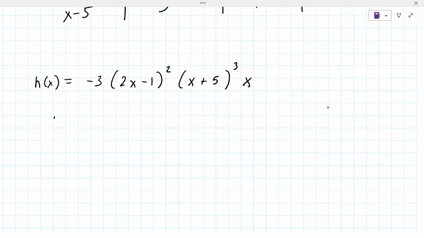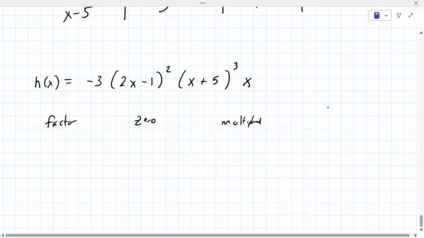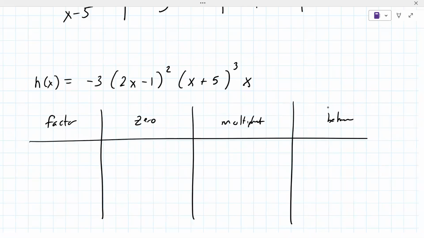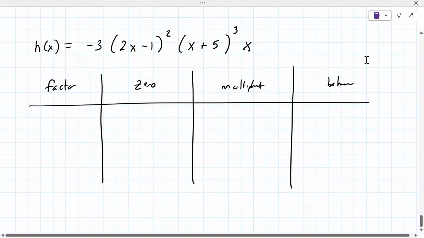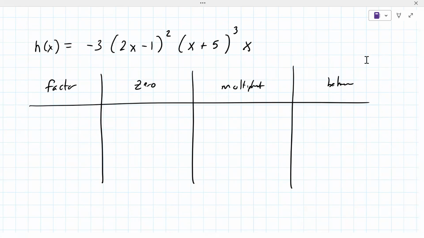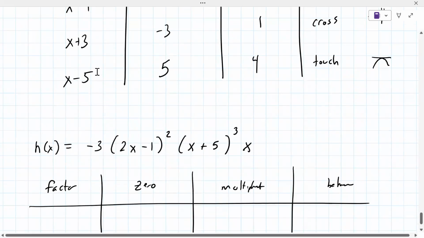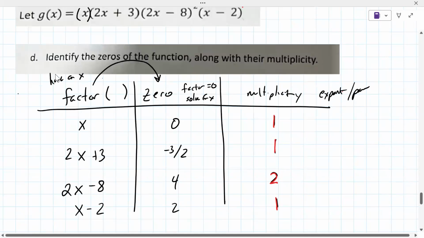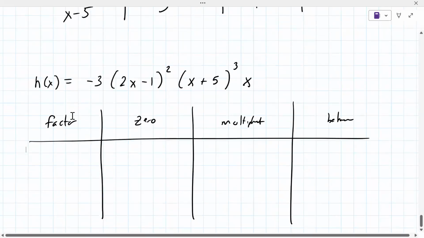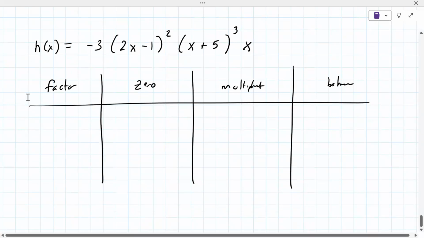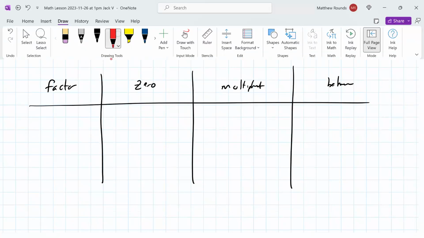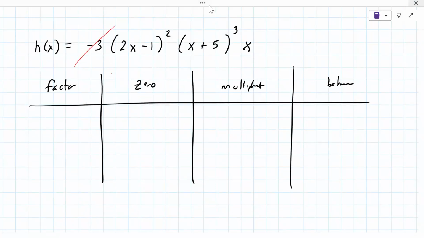All right. So I want you to again give me the factor, the zero, the multiplicity, and then the behavior, the cross touch thing. So -3. -3 is not a factor. What is the requirement for it to be a factor? Does it have an x? Oh, right. So that's a classic test question right there. That's why I throw that in. We're actually practicing for a test. -3 is just not a part of it. It's just there to distract you.